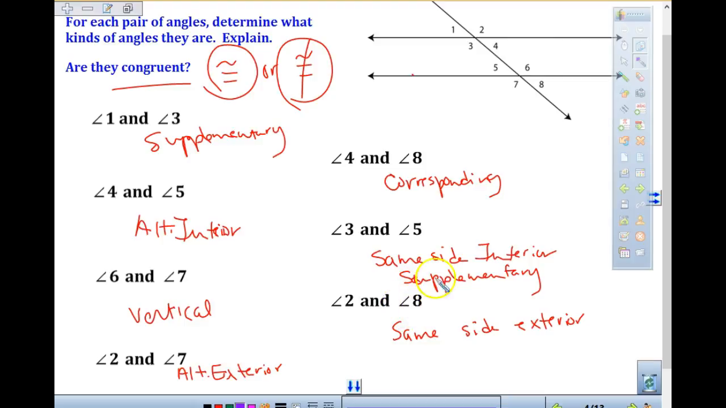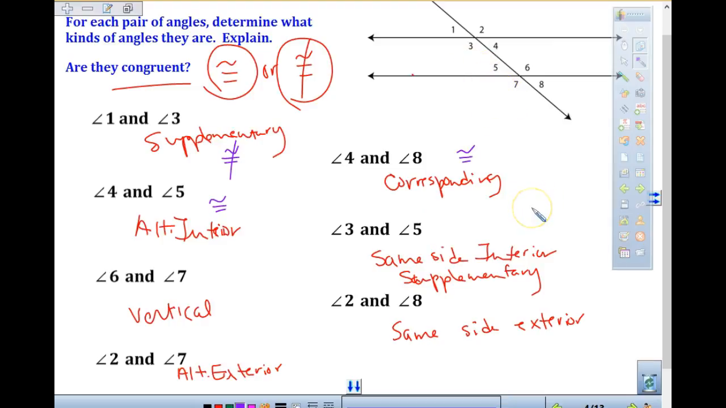All right, in the back, Sanjay and Caleb, what do you guys have? First one. Not congruent. 4 and 8. Jade. That would be yes. That would be congruent. Hale and Caleb. 4 and 5. Yes, that would be congruent. 3 and 5. Nick and Jack.